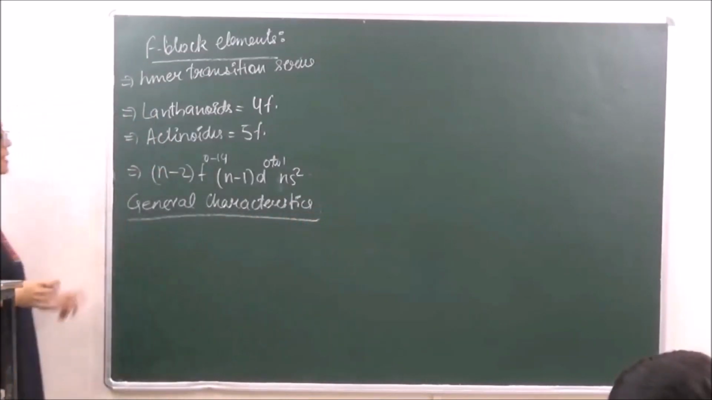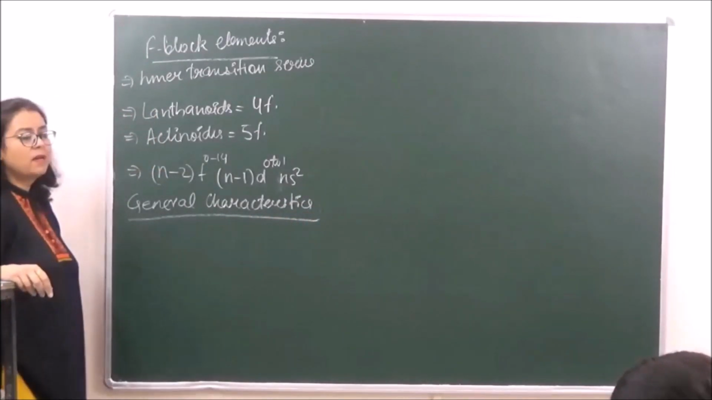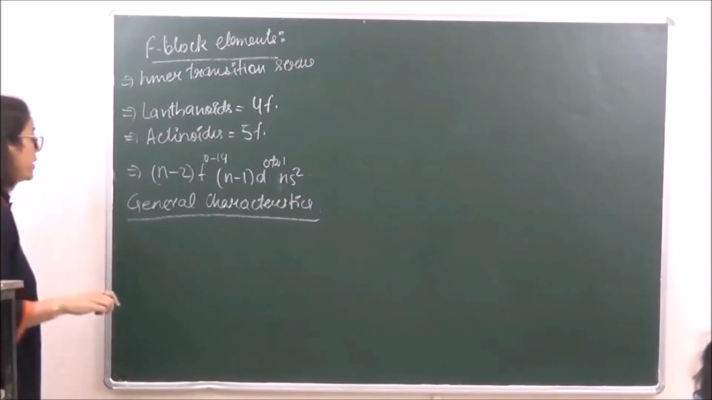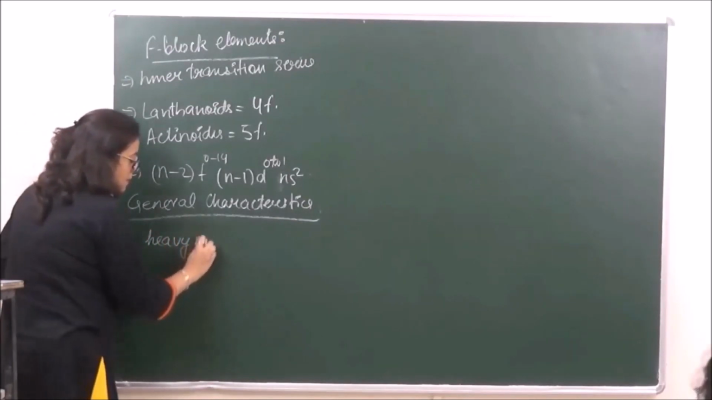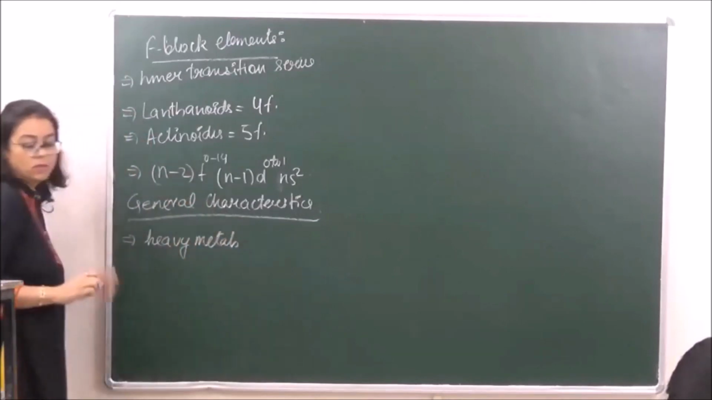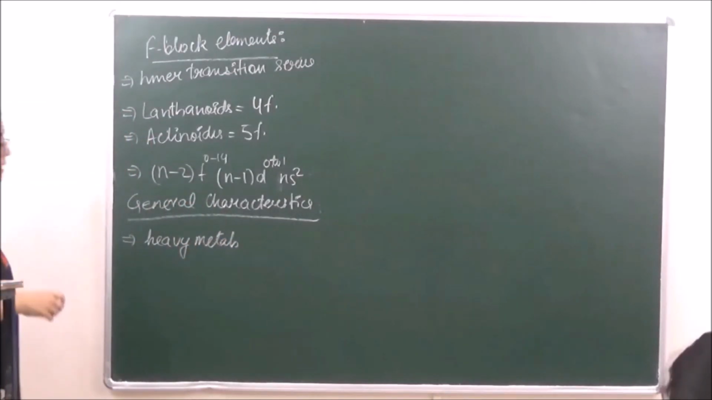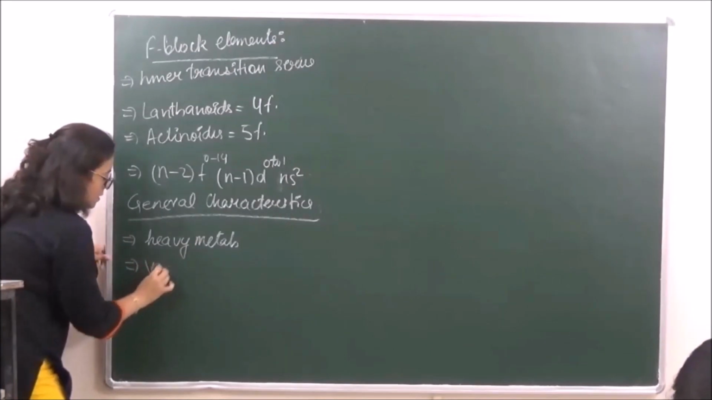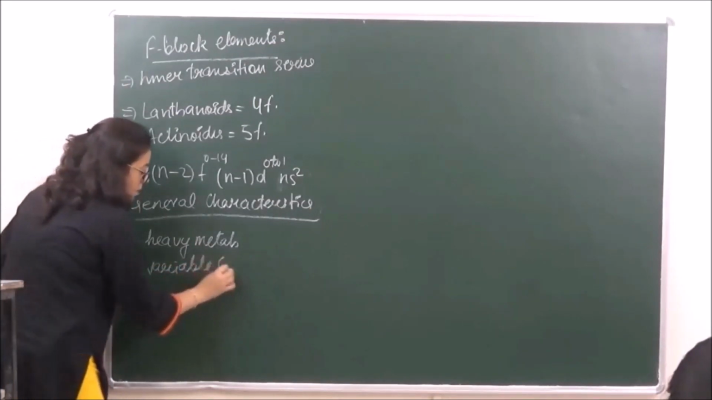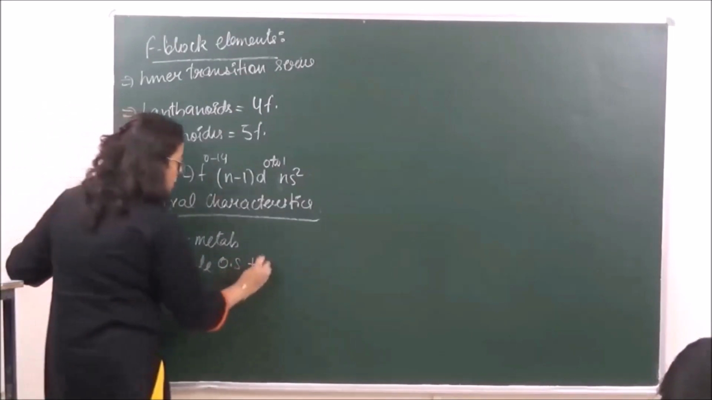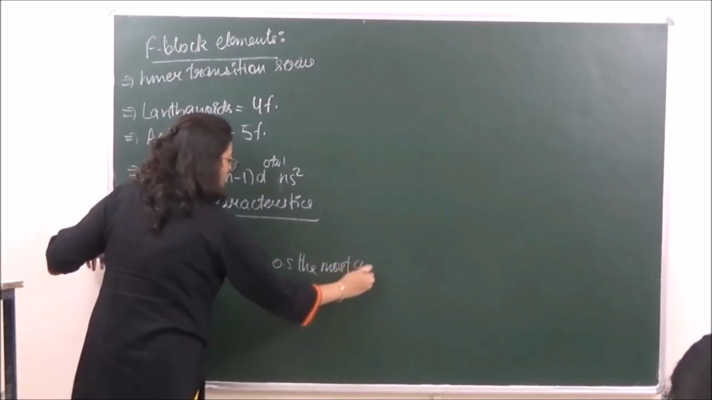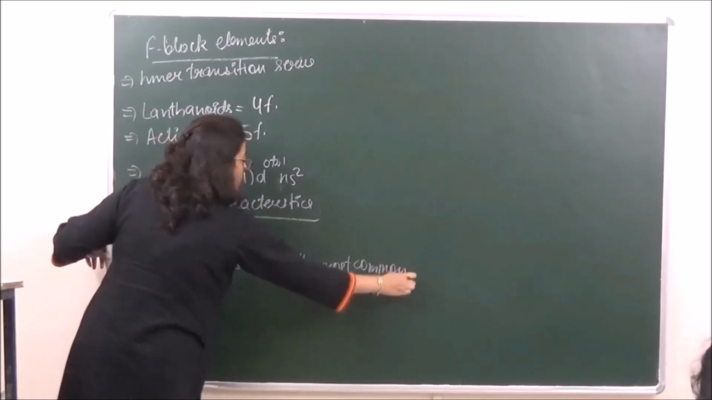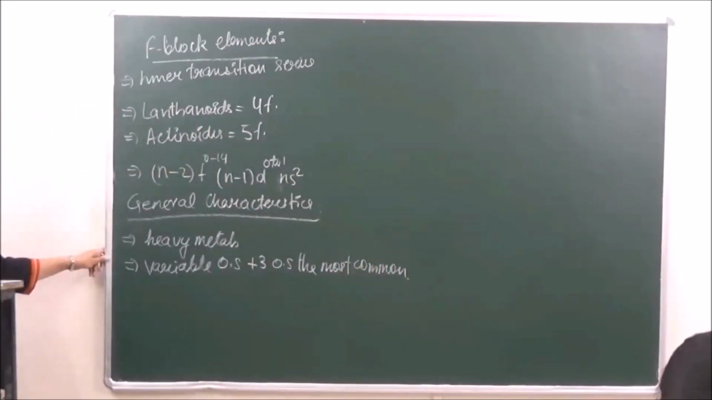The characteristics of the F block are quite similar to those of the D block. So in that case we say that all are heavy metals. They show variable oxidation states, with the +3 oxidation state the most common. Okay? The +3 oxidation state is going to be the most common.